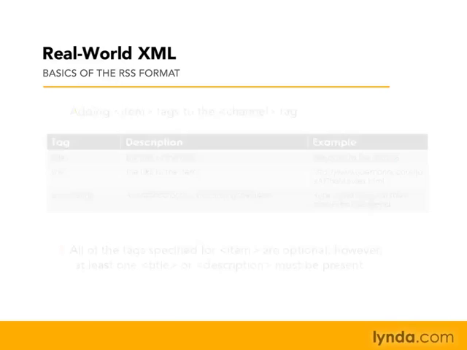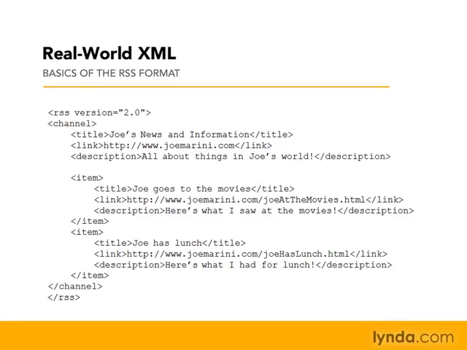If we were to now take our RSS feed and apply what we now know, it would look something like this. We have our RSS tag, we have our channel tag, we've got the tags up here which describe the channel, and then we have a couple of items. So this item here is Joe Goes to the Movies. It's got a link and a description. And this item here is Joe Has Lunch, and there's the link and description of what I had for lunch.